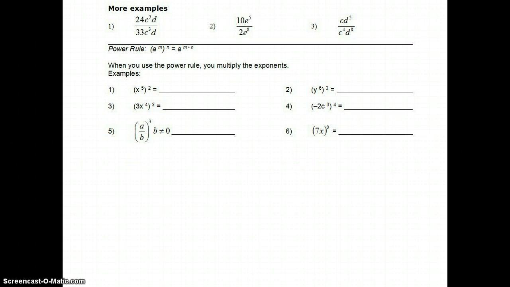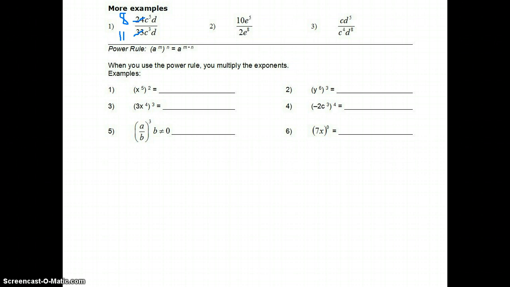First example, if you have regular numbers in front, just reduce those to lowest terms. So both 24 and 33 can be divided by 3. So 3 can go into 24 8 times, and 3 can go into 33 11 times.